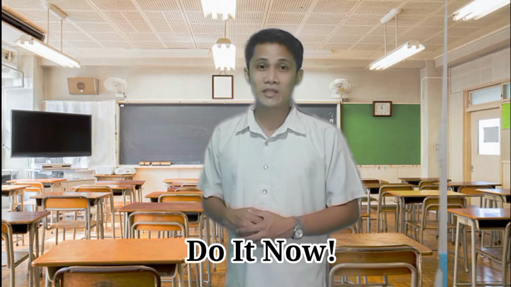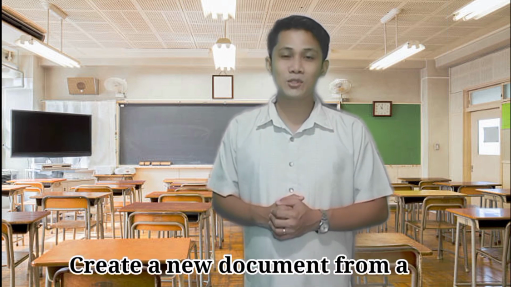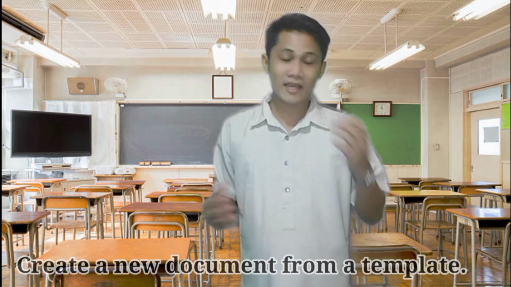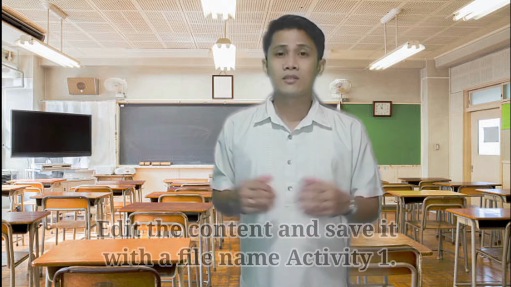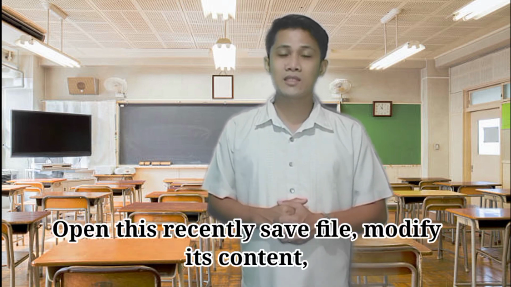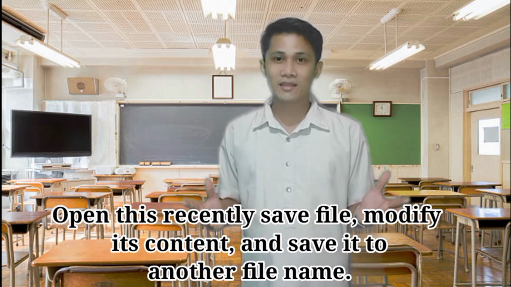Now, let us test how much you will apply what you have learned from our discussion by doing this activity. So this activity is entitled Do It Now. All you have to do is to open and run Adobe Illustrator and perform the following. First, create a new document from a template. Second, edit the content and save it with the file name Activity1. Third, open this recently saved file, modify its content, and save it to another file name.